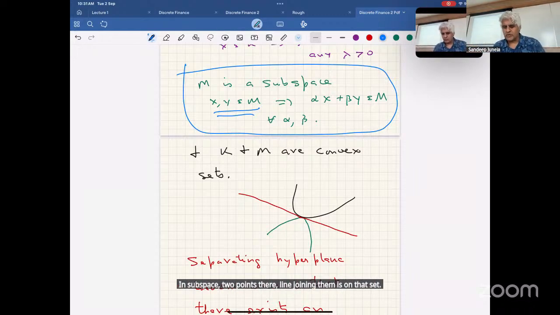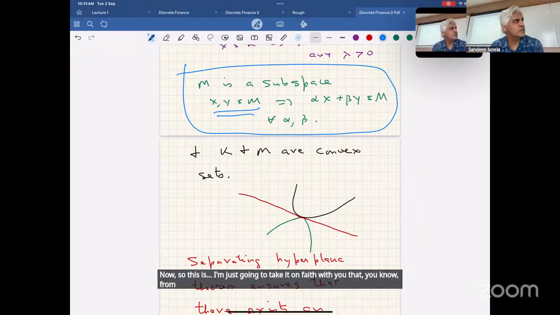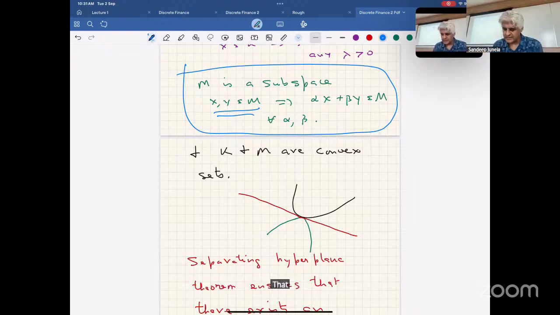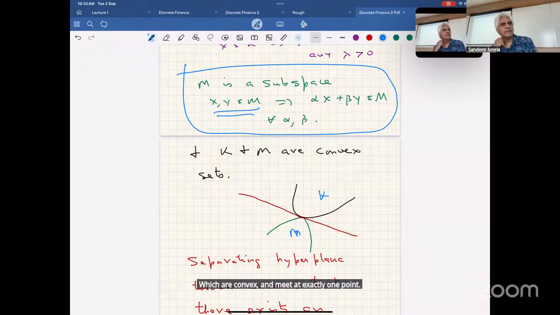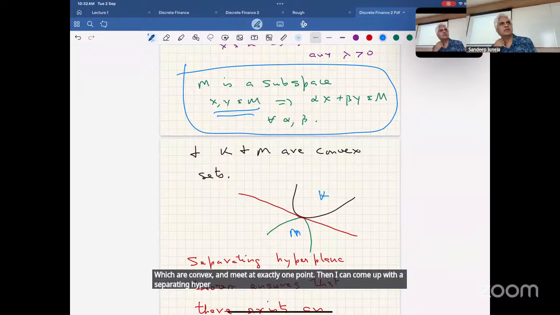Now, I'm just going to take it on faith with you, from your geometric intuition, that if I give you 2 sets, K and M, which are convex and meet at exactly 1 point, then I can come up with a separating hyperplane that separates them.